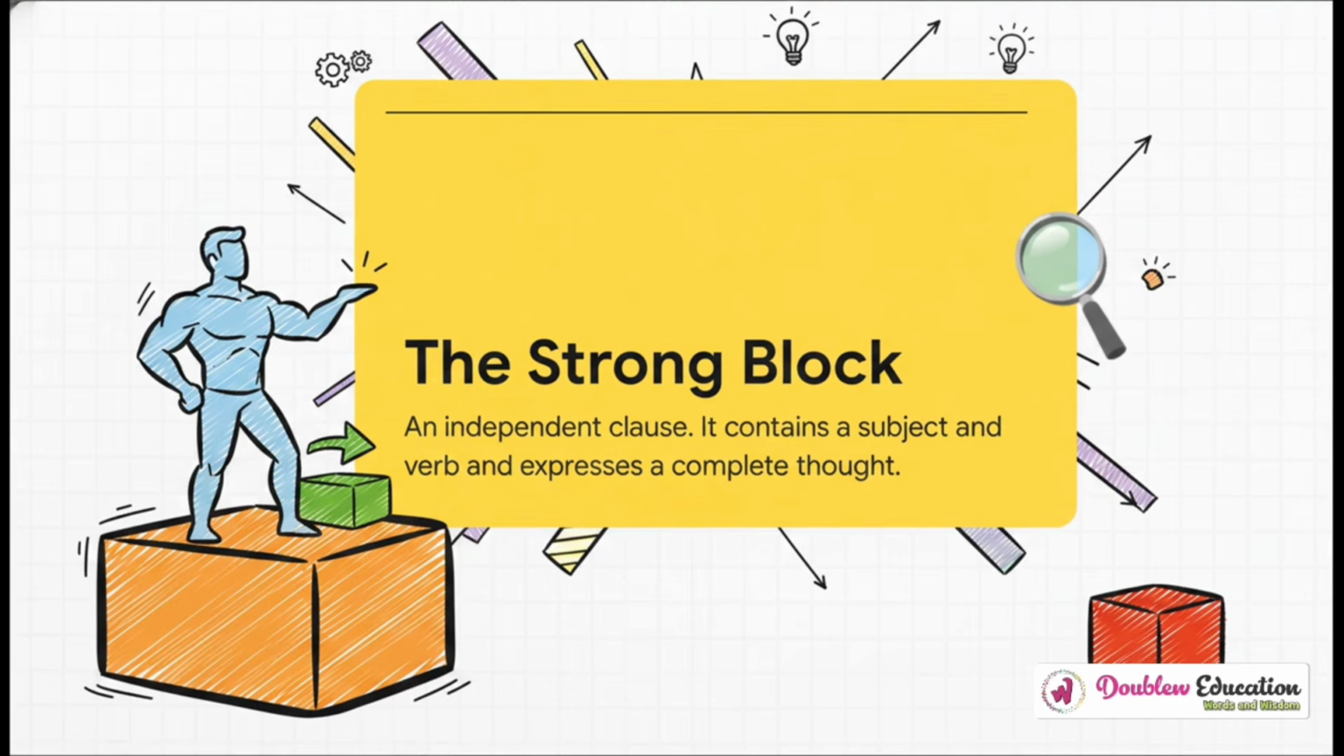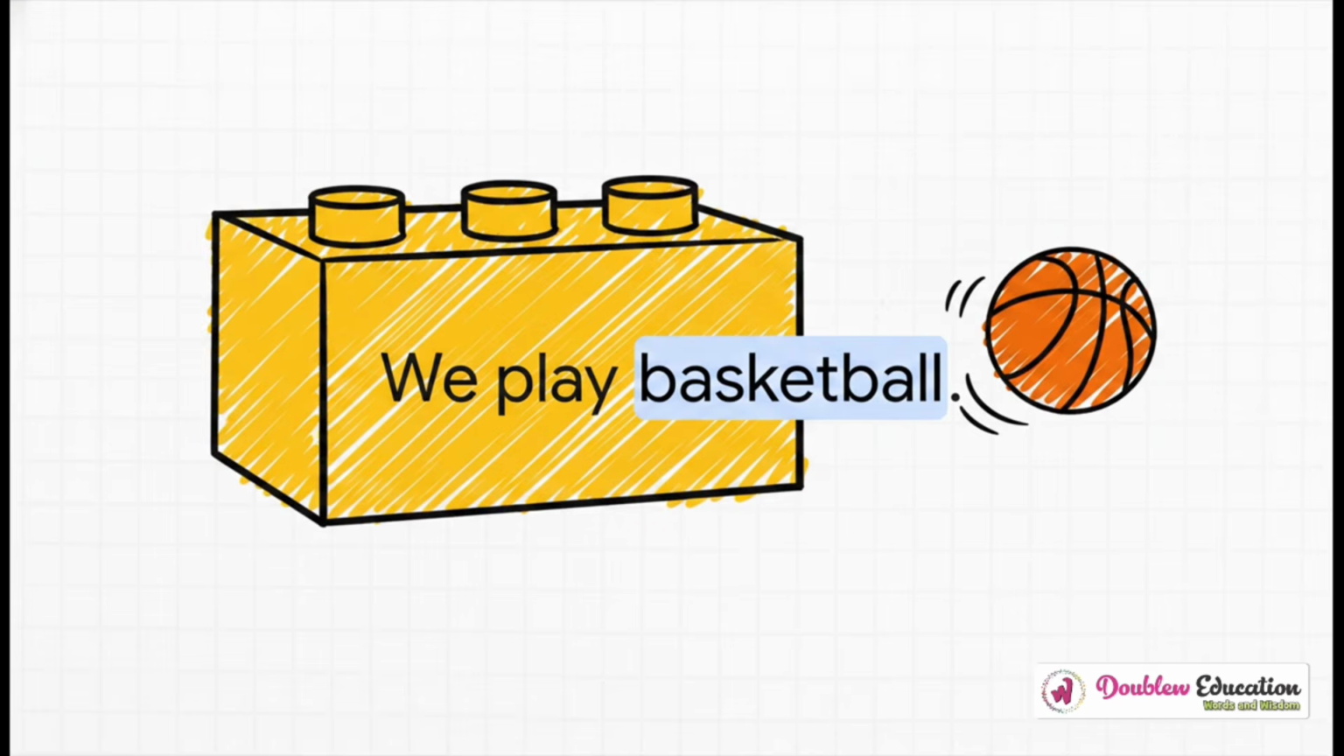Let me introduce you to our strong block. Just think of it like this. It's one single complete idea, and it's solid enough to stand all on its own. It's got a person or a thing, and it's got an action, a complete thought all by itself. For instance, have a look at this one. We play basketball. Who are we talking about? We. And what do we do? We play basketball. See, it's one complete thought, one strong block.